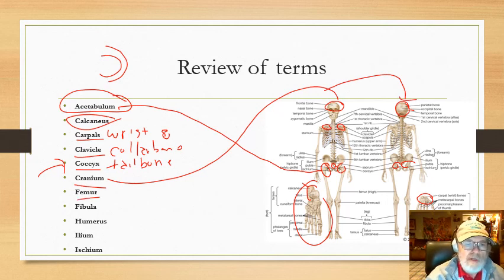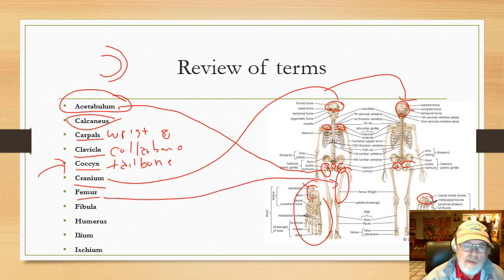The femur. We've already talked about the femur, and this is the femur right here. That's the long thigh bone. So the femur is this long thigh bone, probably the longest and probably the heaviest individual bone in the body. Very strong. It's a little bit bent. We'll talk about that a little bit later, but that's the femur.